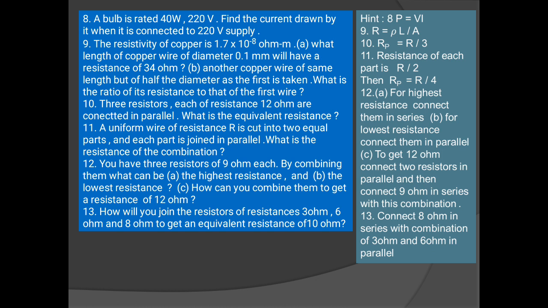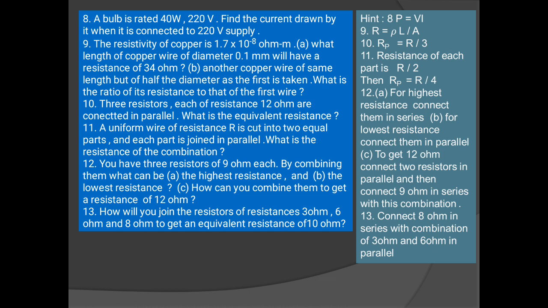Question 12. You have 3 resistors of 9 ohm each. By combining them, what can be the highest resistance and the lowest resistance? And in C, how can you combine them to get a resistance of 12 ohm?